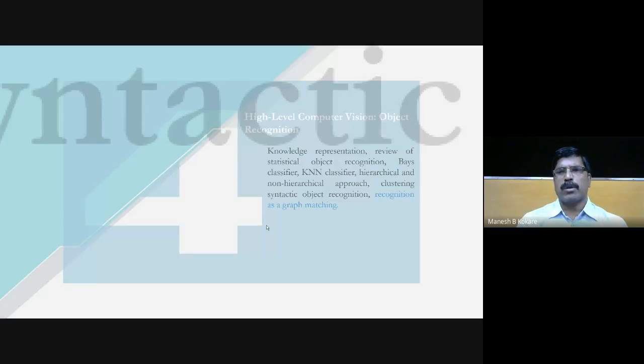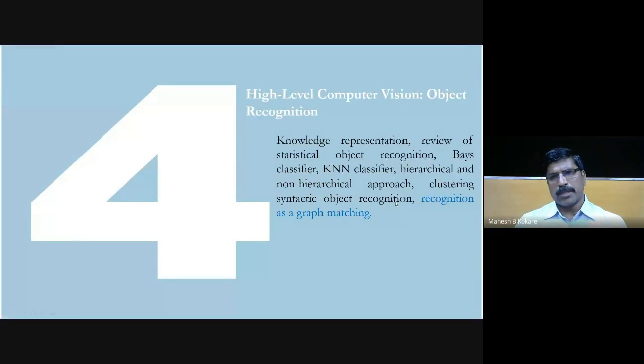Yesterday we talked about syntactic object recognition. In that we studied the difference, what is my grammar, what is my language, and all those things. Today we'll study the last part of this chapter, that is recognition as graph matching, in which first we'll study the syntactic classifier, and then how graph matching is done, so graph isomorphism and so on. There is one algorithm available, so we will study that one, and at the end how similarity is found by using length and distance. So this is today's agenda.